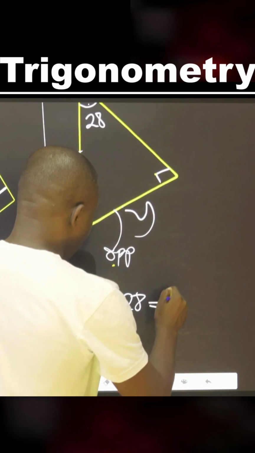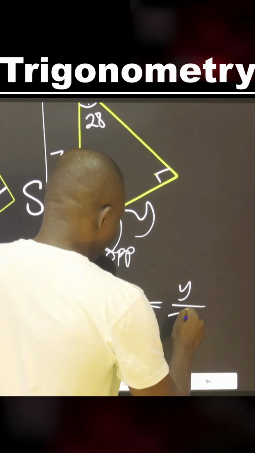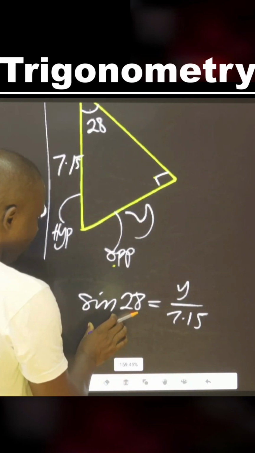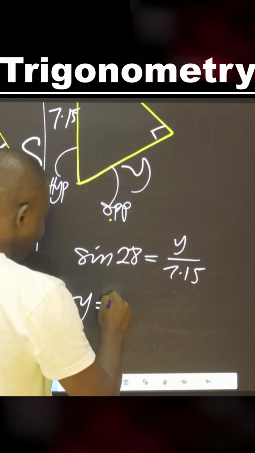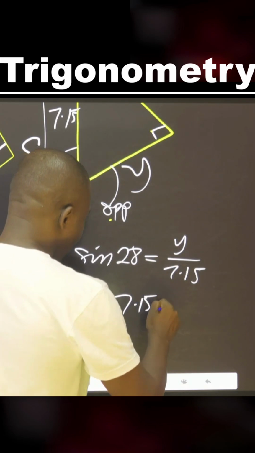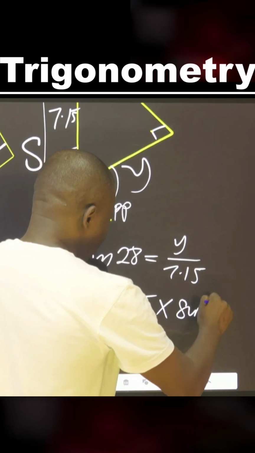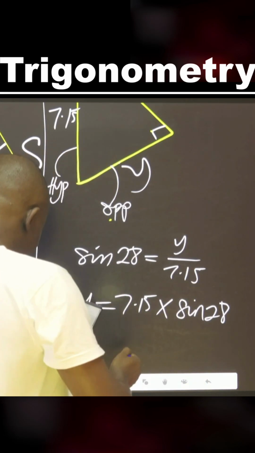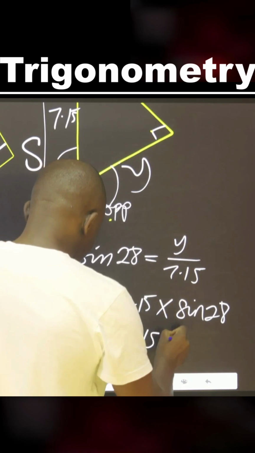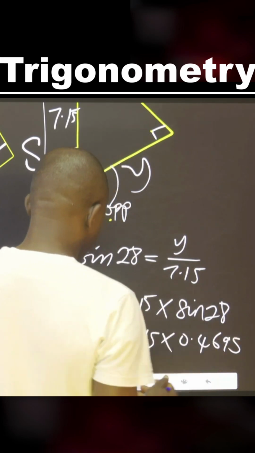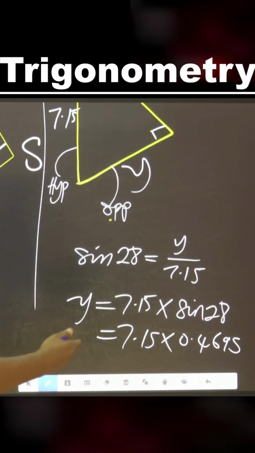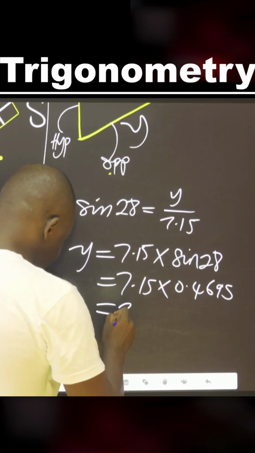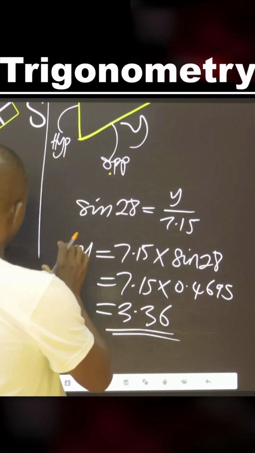Sine 28 is equal to y over 7.15. If you cross multiply, y therefore is 7.15 multiplied by sine 28. Let's get the calculator to do that. That is to say 7.15 multiplied by, okay, let's multiply these two. That is approximately 3.36.